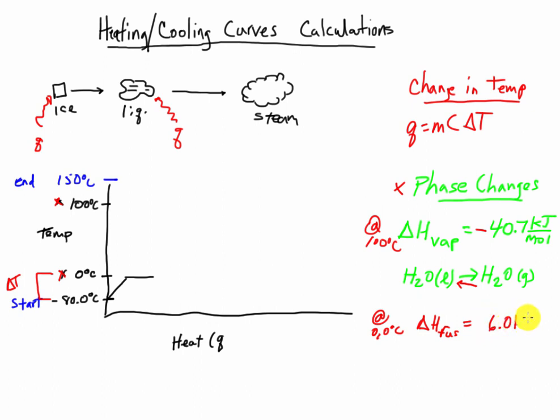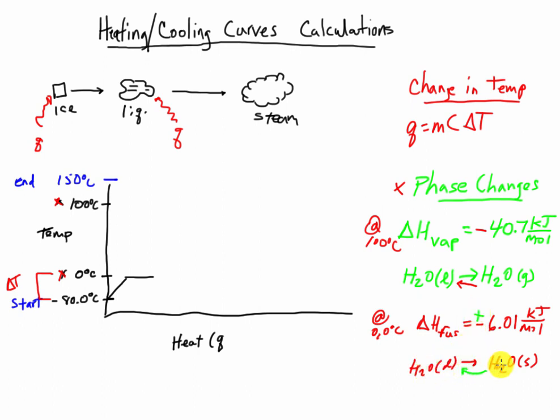These are given on your handouts, or they'll be given in the problems, so you don't necessarily have to memorize these numbers. This is going from a solid to a liquid, so it would be the same thing: H2O liquid to H2O solid. If I'm doing that, it's going to be negative. And if I reverse the sign on this one and go backwards, I'm going to make that a positive value. So the sign notation depends on what we're doing.